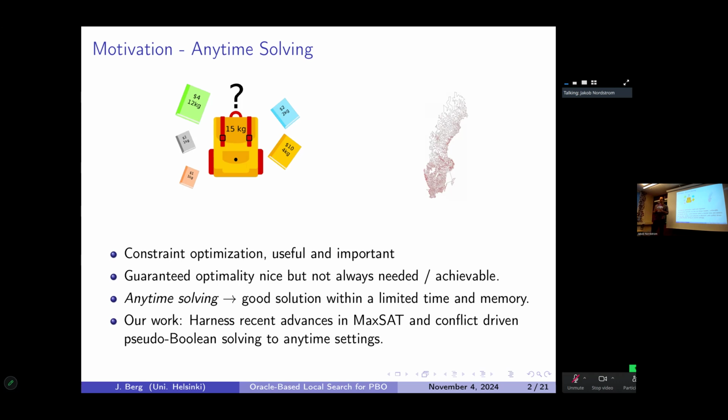And as I said, here we take one of the state-of-the-art algorithms in MaxSAT for this anytime setting and combine it with the very nice progress that has been made on conflict-driven pseudo-Boolean solving, and show that it actually improves. It works out fairly nicely in this context as well. At any time, if you have any questions, feel free to interrupt me. I'm sure Jakob will.